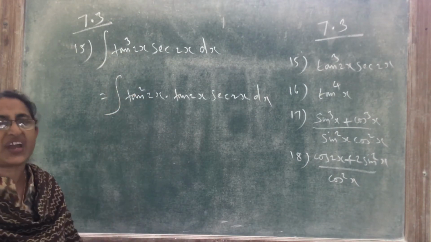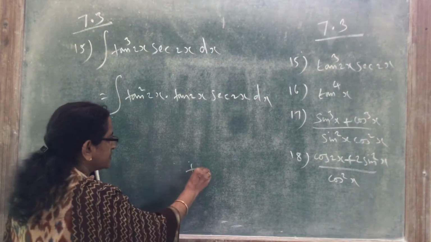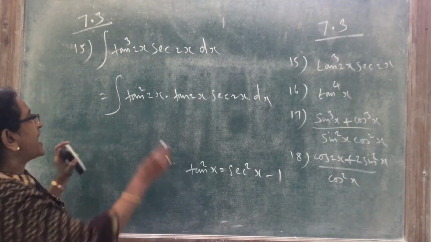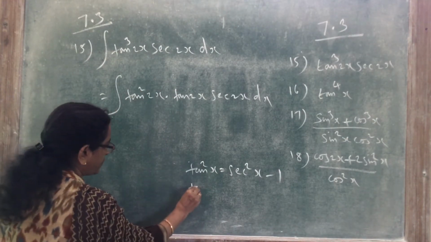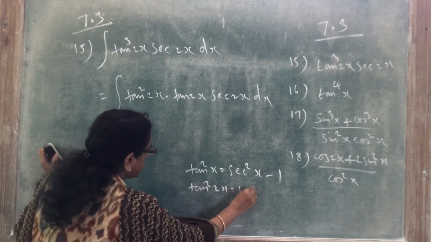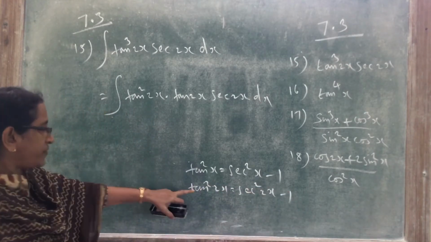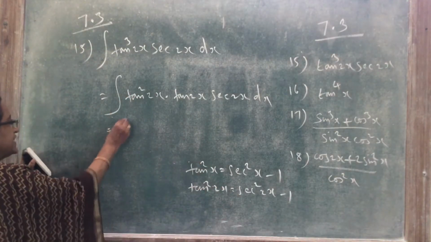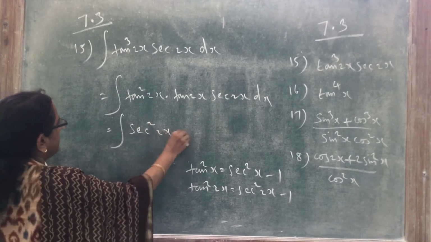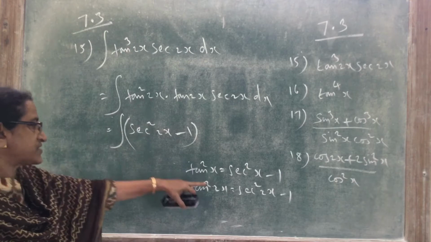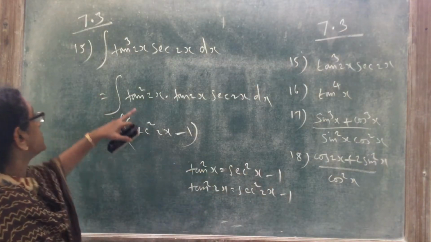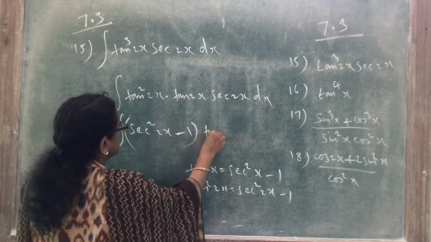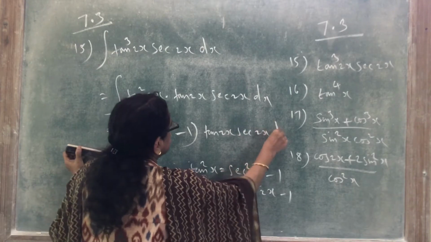For tan square 2x, we have to use the formula. What is tan square x? Tan square x equals sec square x minus 1. So tan square 2x is the same as sec square 2x minus 1. We are going to use this in place of tan square 2x. So here we get the integral of sec square 2x minus 1, and the remaining thing is the same, tan 2x sec 2x dx.